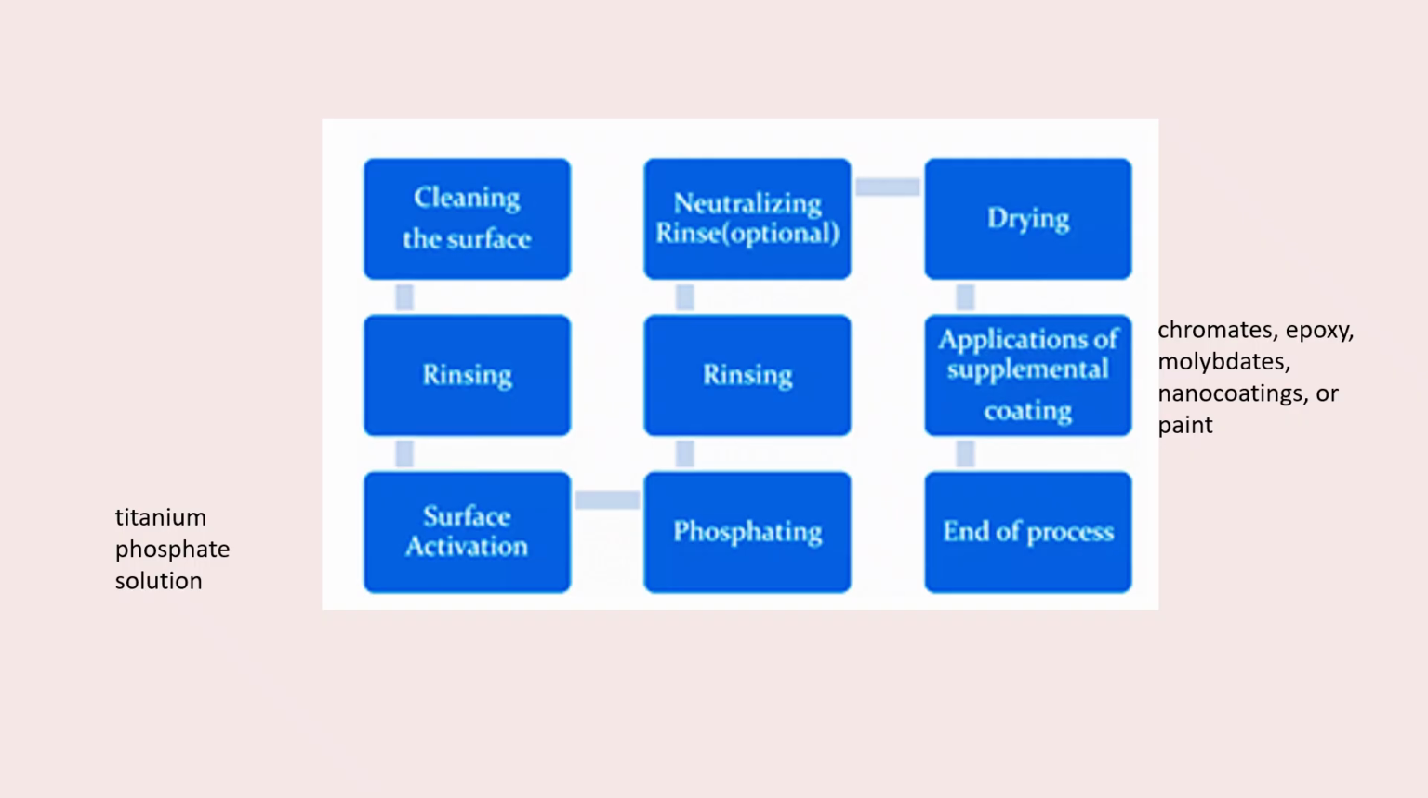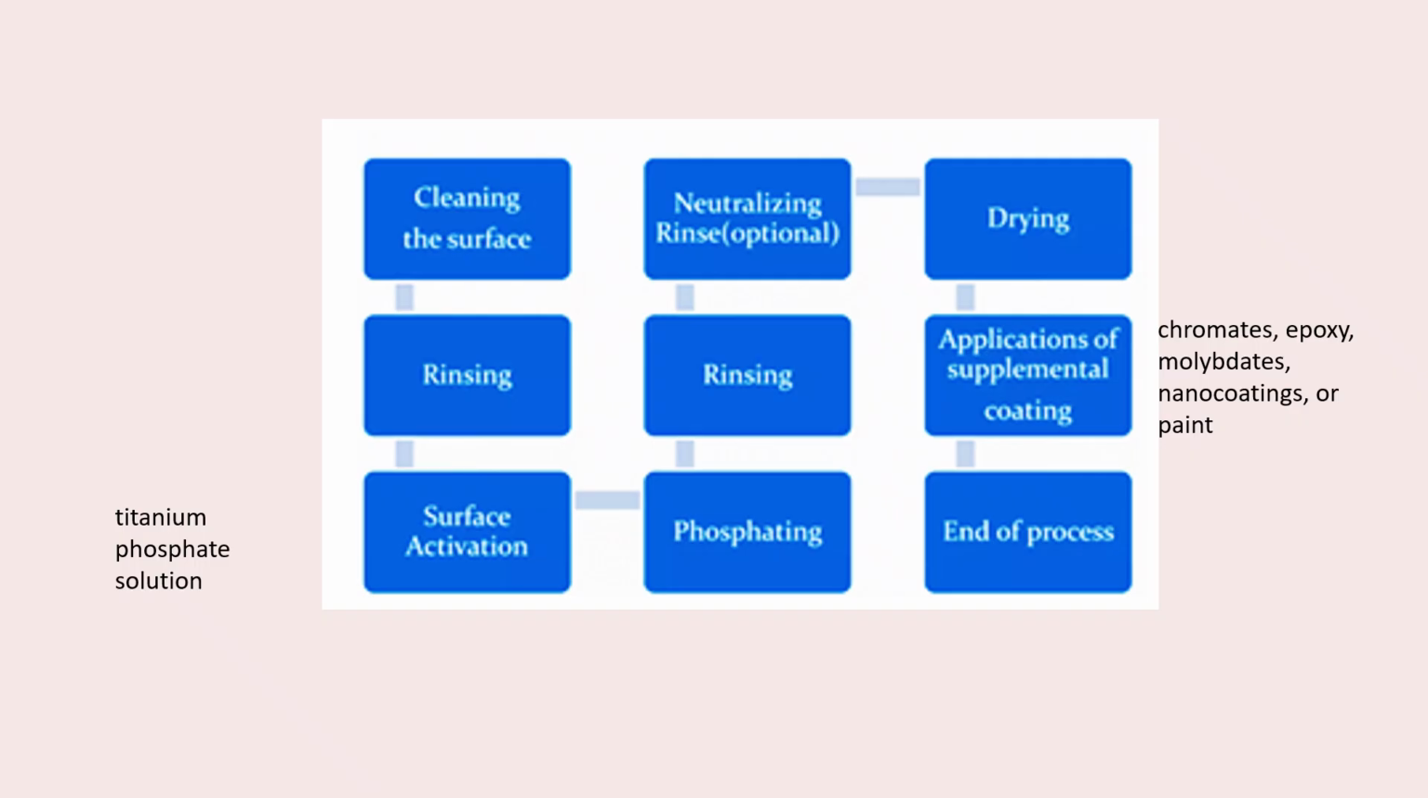Okay, immersion for 10 minutes into the bath, then rinsing it. Then, optionally, if you want neutralization, you can neutralize it. As we know, phosphating is an acidic bath, so if you want to neutralize it, you can have a light basic bath in which you can dip it to neutralize it. Again, you can wash it with water, then dry it.